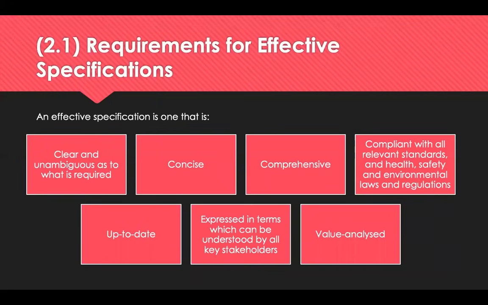But here we can see the aspects to take into account when ensuring that the specifications are effective. So they need to be clear and unambiguous, concise but comprehensive at the same time. You need to make sure they're compliant with any relevant standards for health and safety or the environment or any laws of your country. It's important that you keep it up to date and expressed in terms which can be understood by all key stakeholders, that's both your buyers and your suppliers. And then it just says it should be value analysed, just to make sure that you're getting the right quality materials.